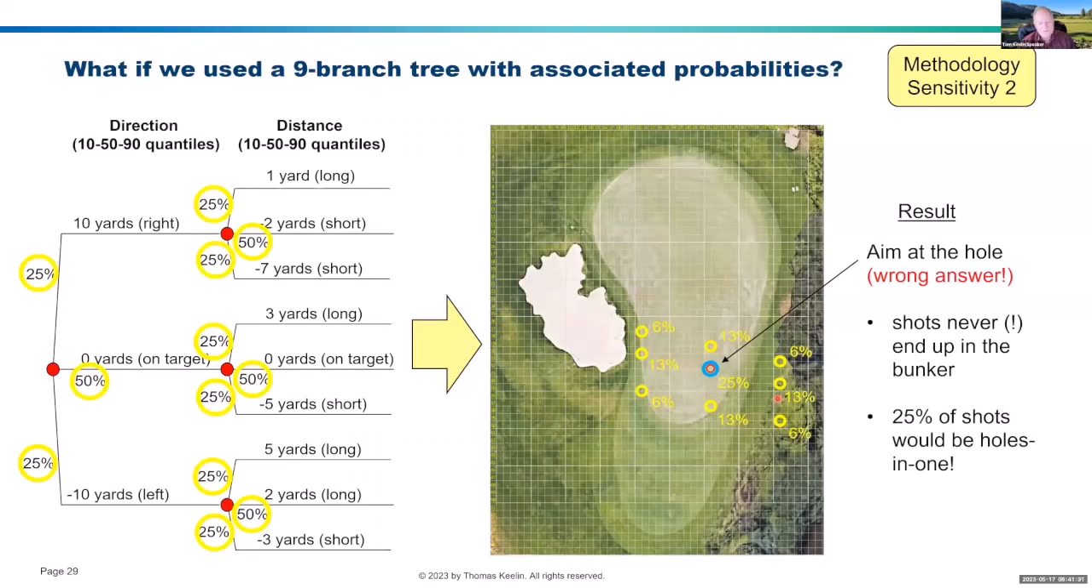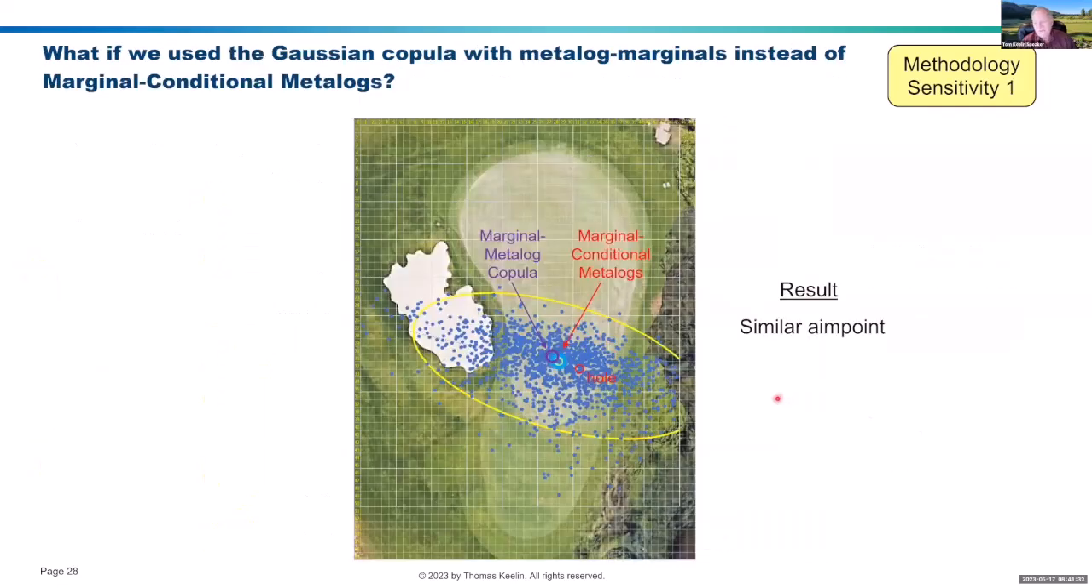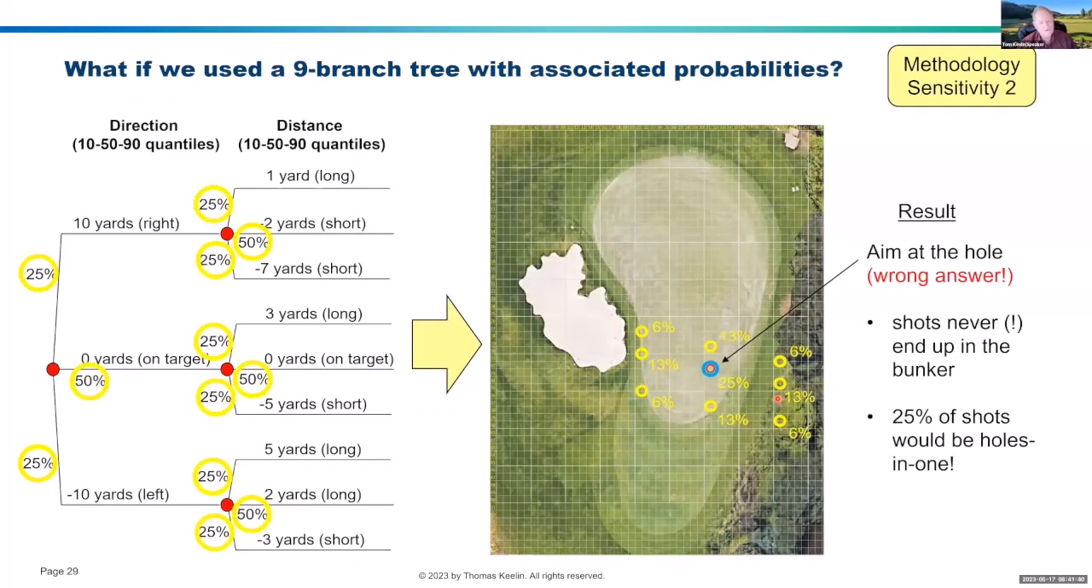Now let's go on and do some sensitivity analyses. I'm going to do methodological sensitivities, which are of interest to decision professionals and have to do with what method we used, and then I'm going to do some golfing sensitivities that have to do with golfing skill levels.